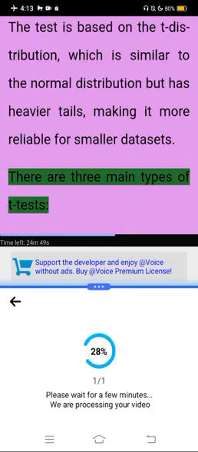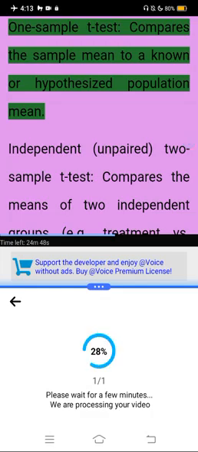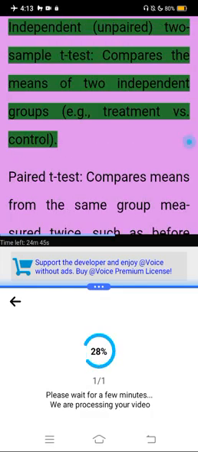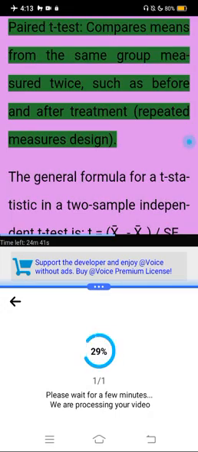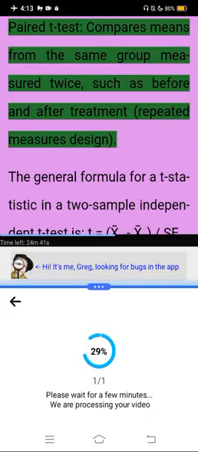There are three main types of t-tests. One-sample t-test compares the sample mean to a known or hypothesized population mean. Independent, unpaired two-sample t-test compares the means of two independent groups, e.g., treatment versus control. Paired t-test compares means from the same group measured twice, such as before and after treatment, a repeated measures design.